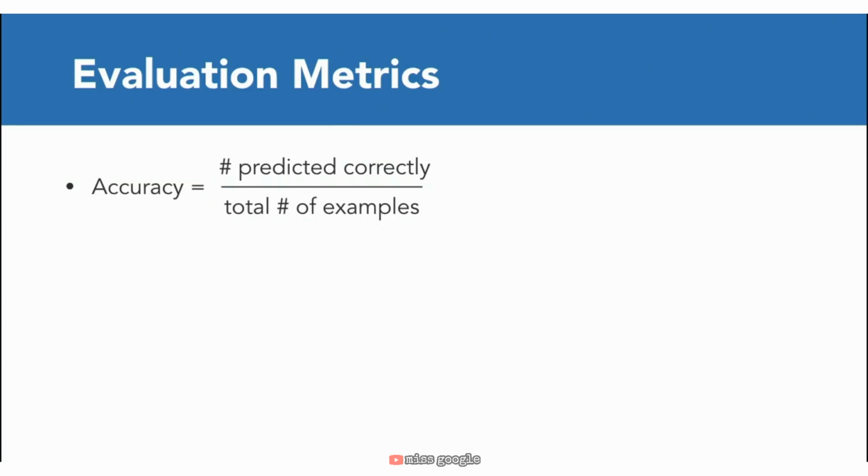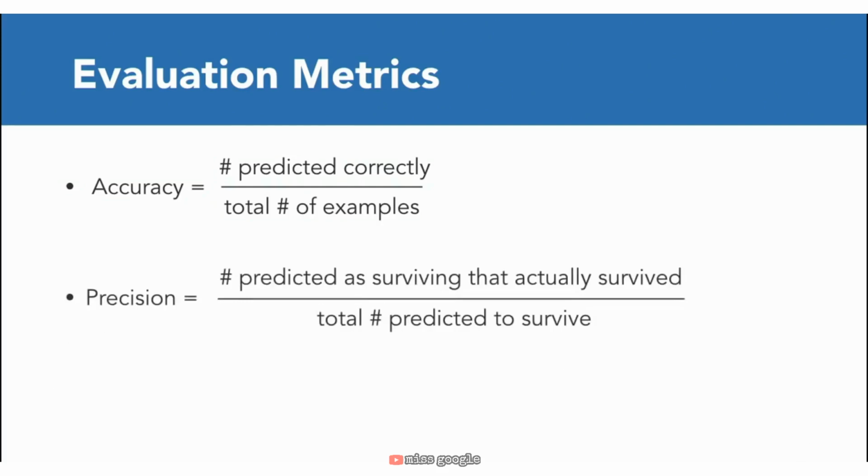This is very straightforward. It's just how many did the model predict correctly divided by the total number of examples. The next evaluation metric is something called precision. This is going to be the number of people that the model predicted to survive that actually survived, divided by the total number of people the model predicted to survive. In other words, when the model said somebody survived, what % of the time was it correct?